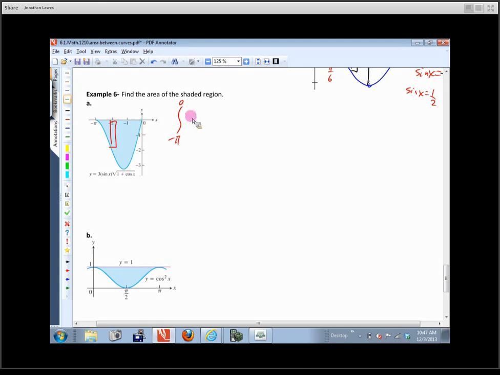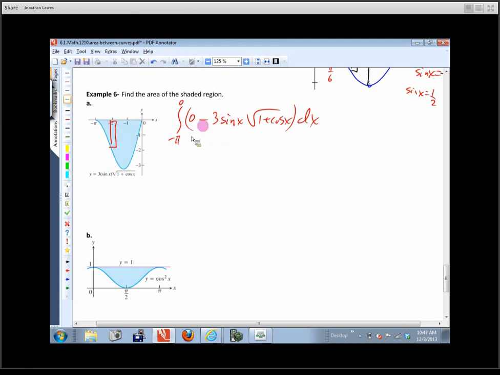Top function would be 0 minus the bottom function, 3 sine of x square root 1 plus cosine of x dx. Or, what would maybe be a better way to set that up? What if we went from 0 to negative pi? What if we integrated in a negative direction and then put a negative in front of it? Wouldn't that do it right here?